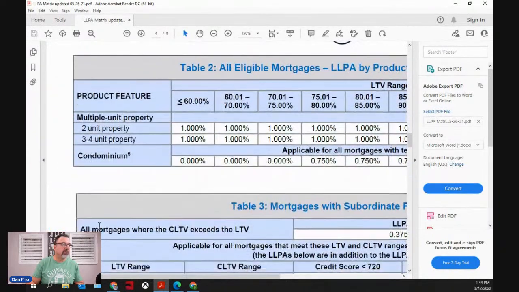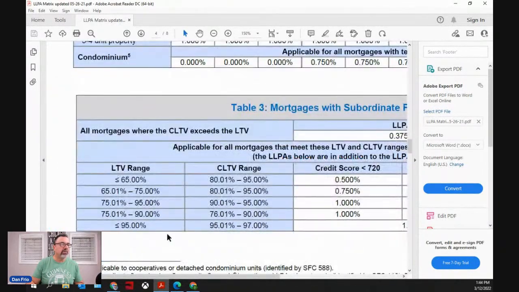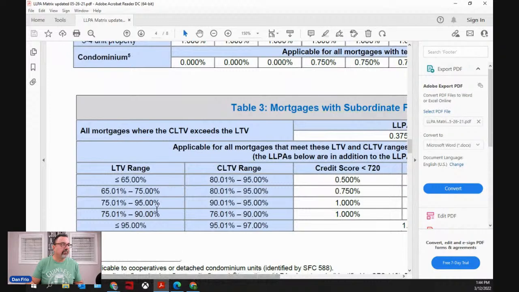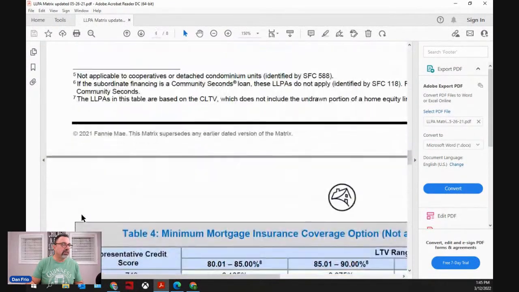Let's go down. Does your mortgage have subordinate financing? Meaning, do you have a home equity loan that's continuing to stay out there? Maybe. If you do, depending on your loan to value, which is right here, ranging from here to here, you might have another bump. Okay, we go down through.